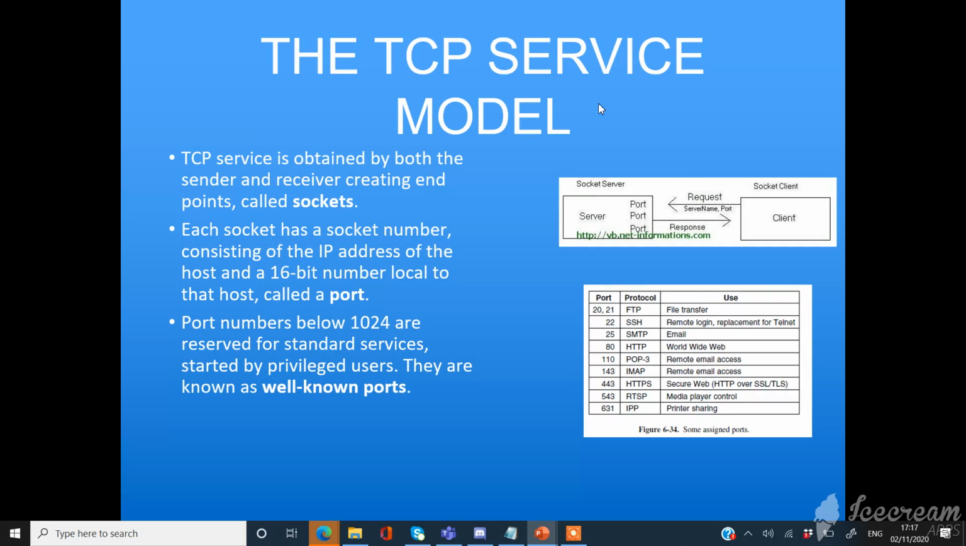Now coming to the TCP service model. TCP service is obtained by both the sender and receiver creating endpoints called sockets. Here is the architecture of the sockets, like how they will be working. Each socket has a socket number consisting of the IP address of the host and a 16-bit number local to that host, called a port. Port numbers below 1024 are reserved for standard services and are known as well-known ports. Here are some of the well-known ports. For example, the port number of FTP file transfer is 20.